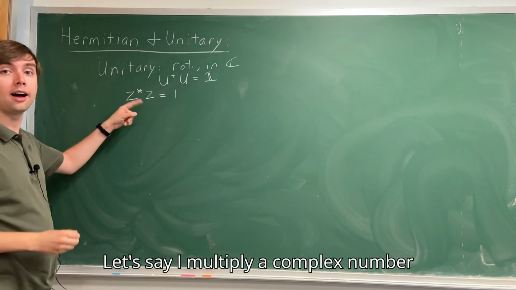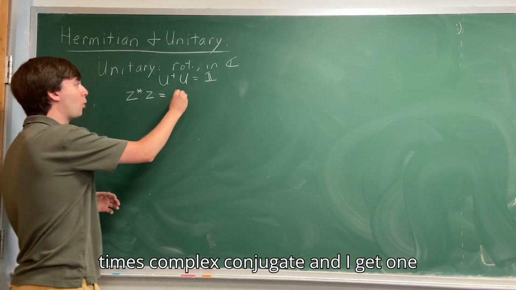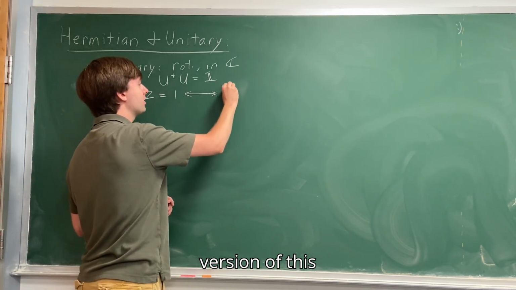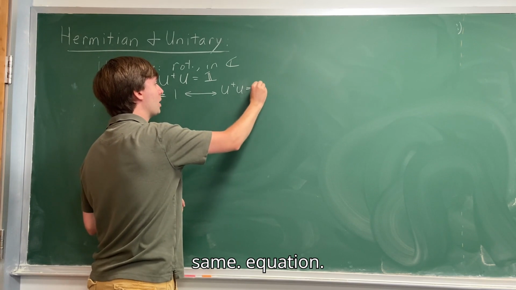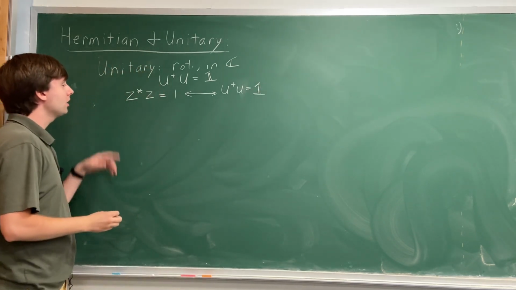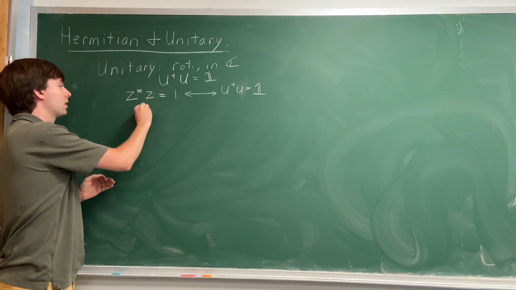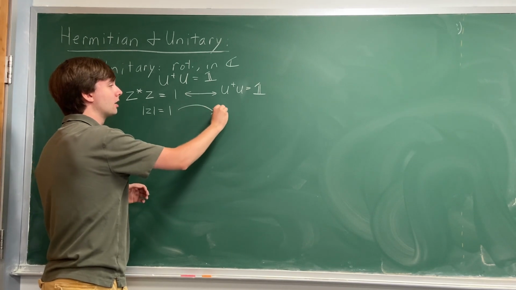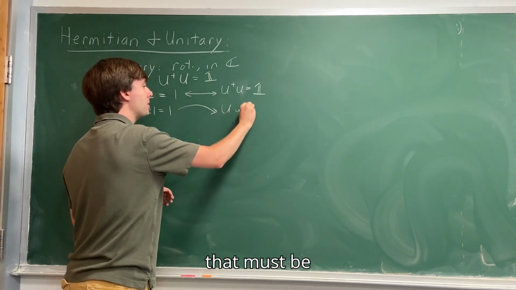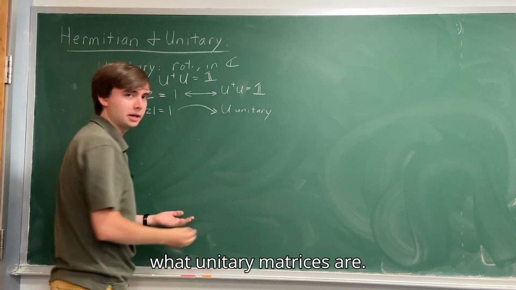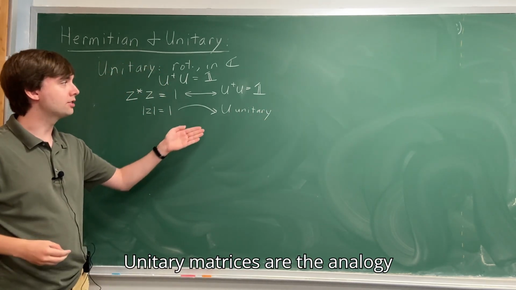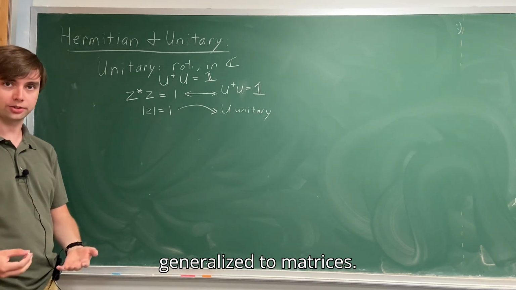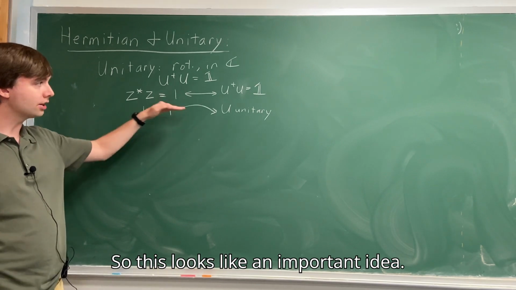Let's say I multiply a complex number times its complex conjugate and I get 1. That looks like the normal scalar version of this same equation. So what complex numbers with unit norm are, that must be what unitary matrices are. Unitary matrices are the analogy of complex numbers with unit norm, generalized to matrices. So this looks like an important idea.